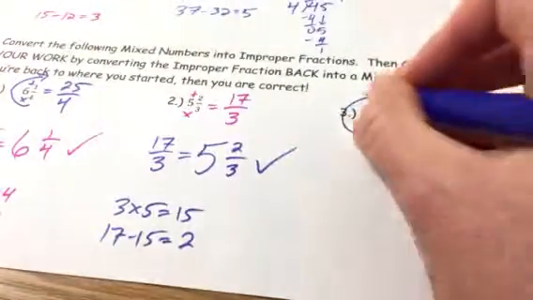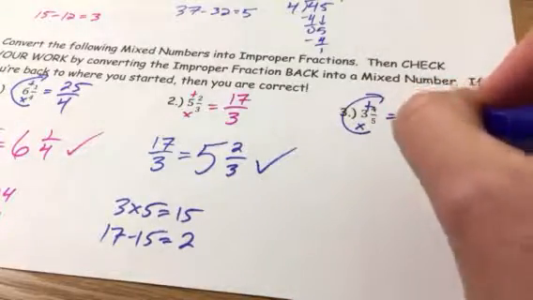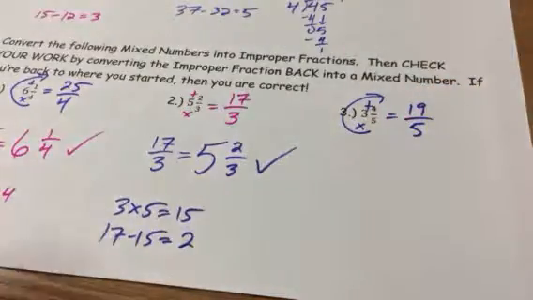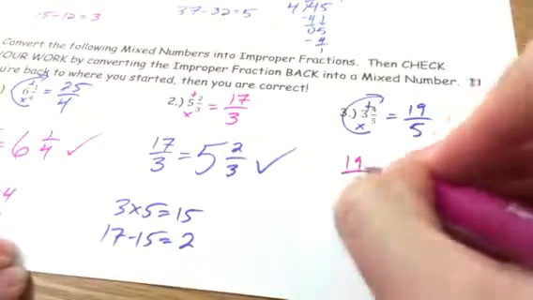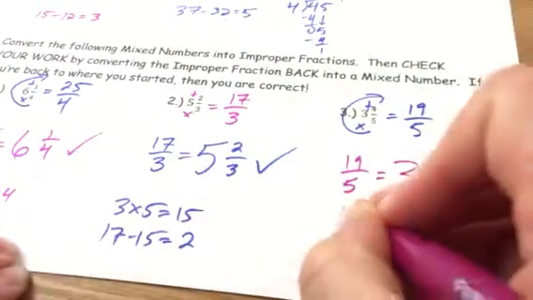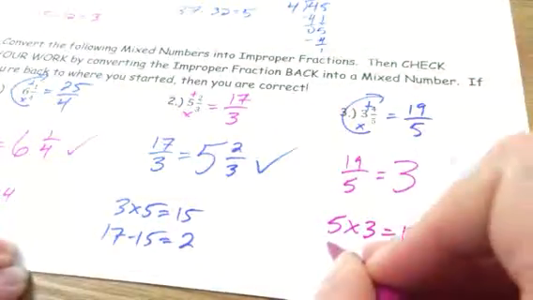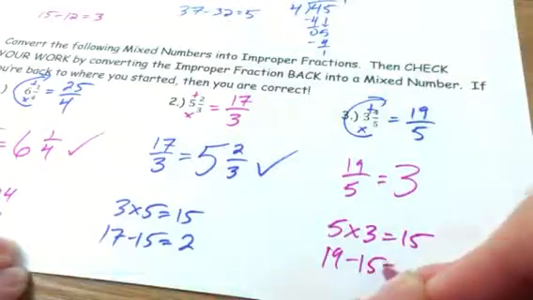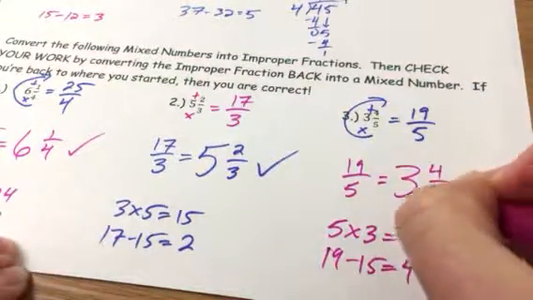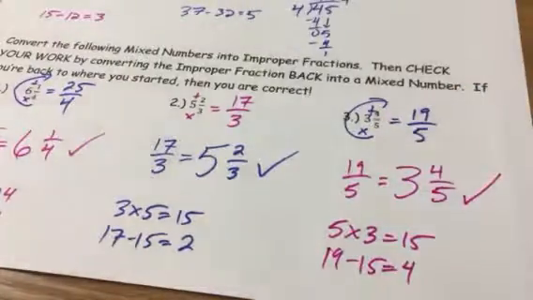And lastly, let's do one more. 15 plus 4 is 19/5. Let's check that. Let's turn that back into a mixed number just to check our work. Well, I know 5 goes into 19 3 whole times because 5 times 3 is 15. There's a difference. 19 minus 15 is 4. So there's 4/5 remaining. I'm back to where I started. I know I did it correctly.